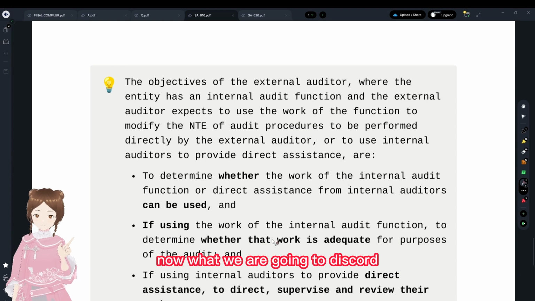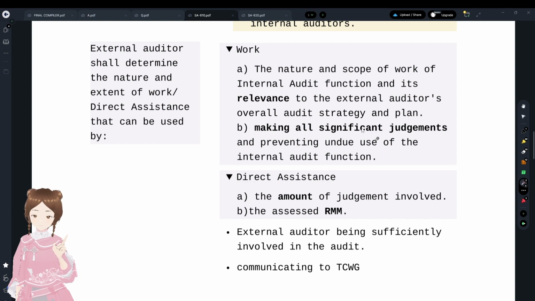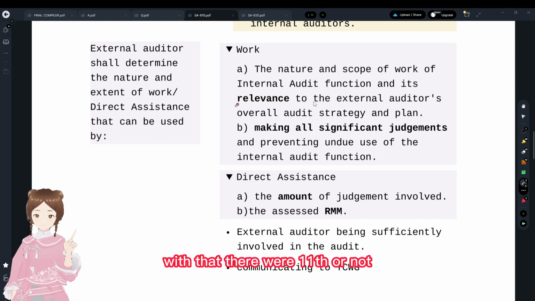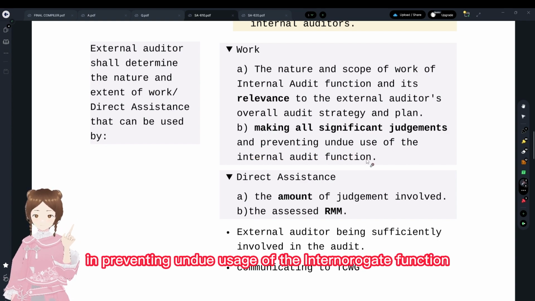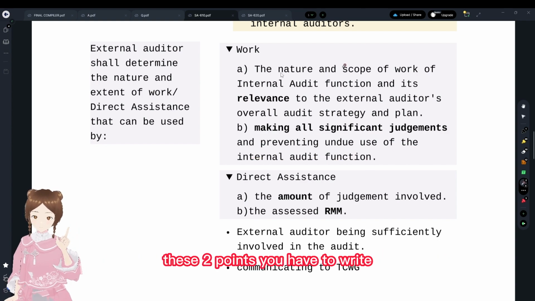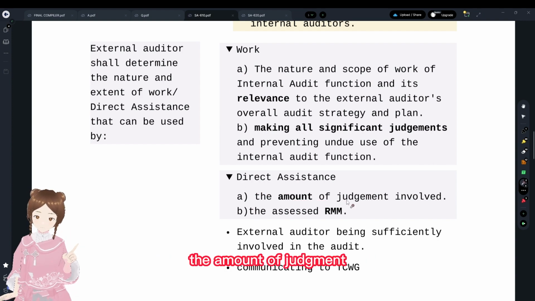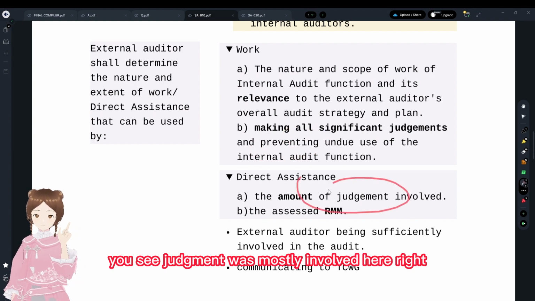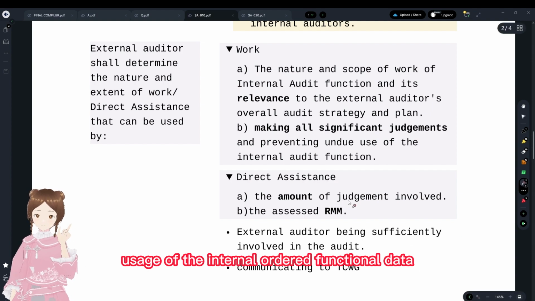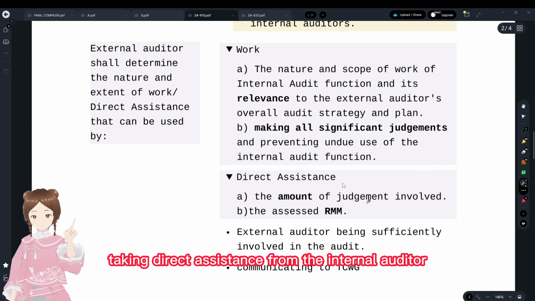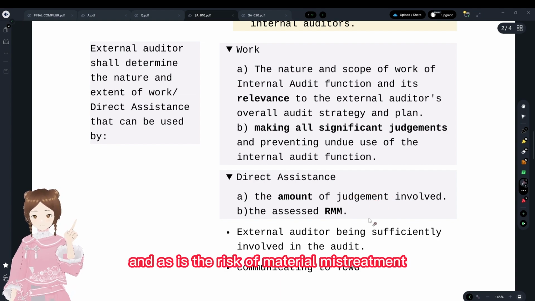Now, what we are going to discuss is whether that work is adequate or not, and whether it is relevant or not, while making all the significant judgments and preventing undue usage of the internal audit function. These 2 points you have to write. And while taking direct assistance, consider the amount of judgment. You see, judgment is mostly involved here with regard to the usage of the internal audit function or taking direct assistance from the internal auditor.